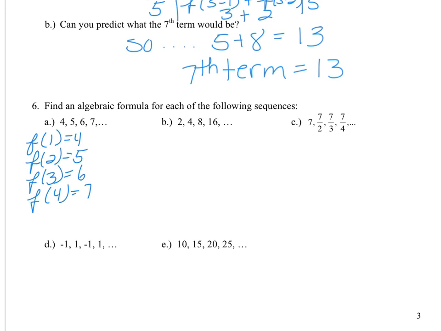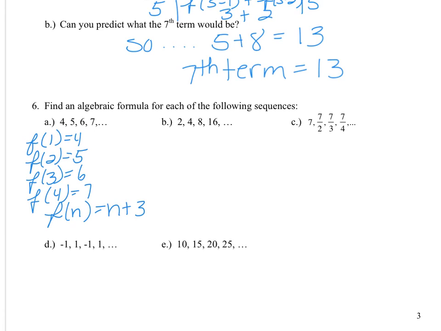So I've got to think now, what am I doing to 1 if I put 1 into an equation to get a 4? If I put 2 into an equation, I got a 5. If I put 3 into an equation, I got a 6. If I put 4 into an equation, I got a 7. You're right, we're actually adding 3 to that number of terms. So my equation would be f of n equals n plus 3.